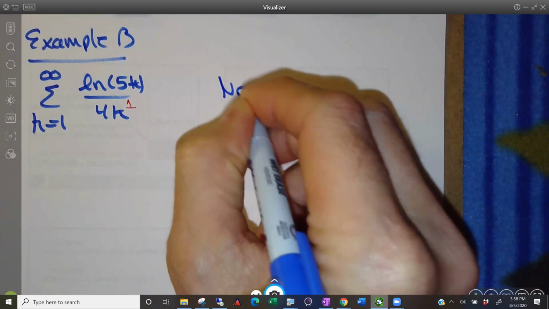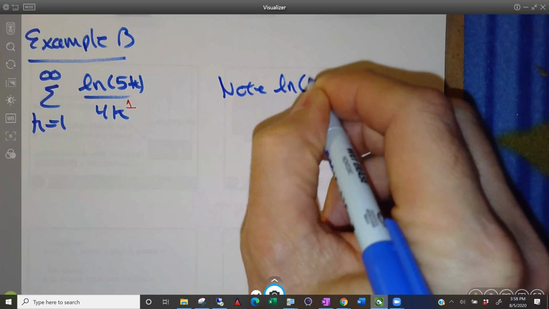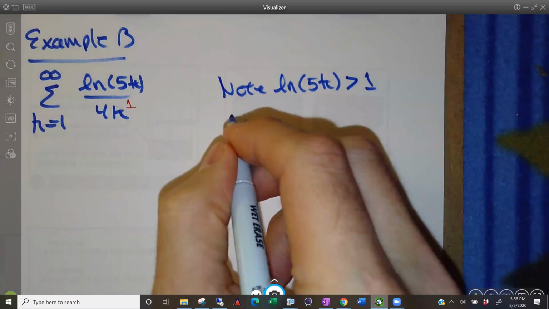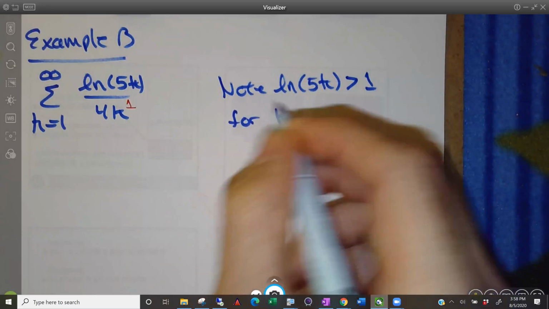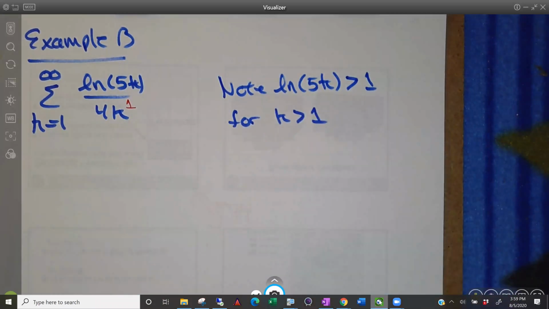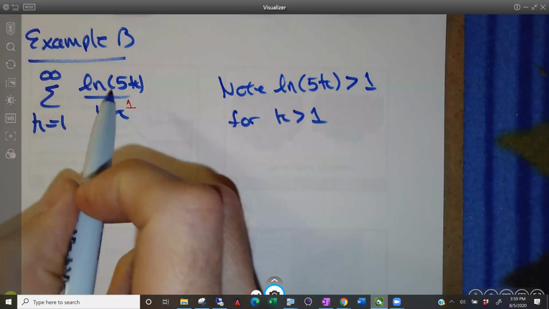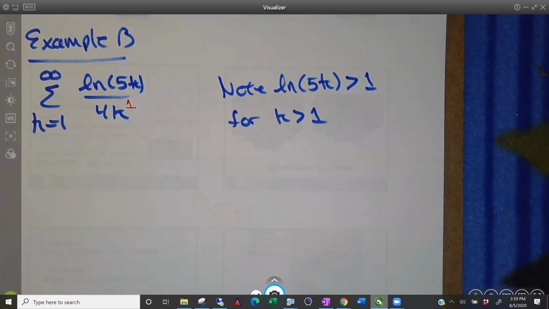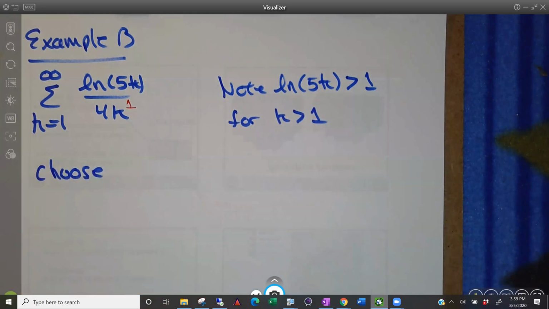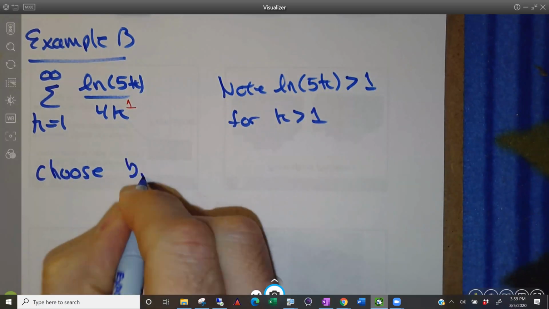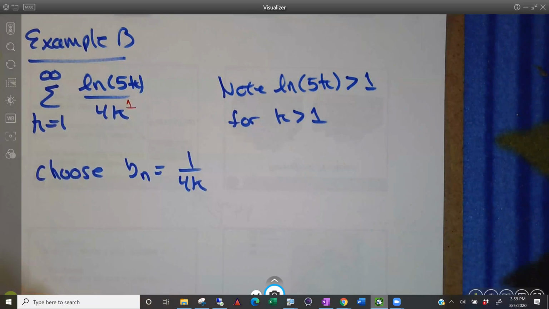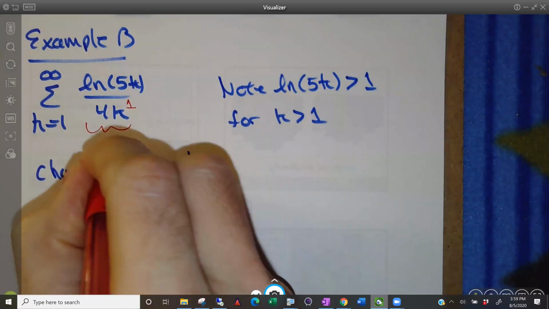To that end, let me note that ln of 5k is bigger than 1 for any value of k greater than 1. So it's bigger than 1. Why did I choose 1? Because if I can replace this with a 1, then I have a much simpler series. So what I'm going to do is choose b sub n equal 1 over 4k. And this is going to be my a sub n.